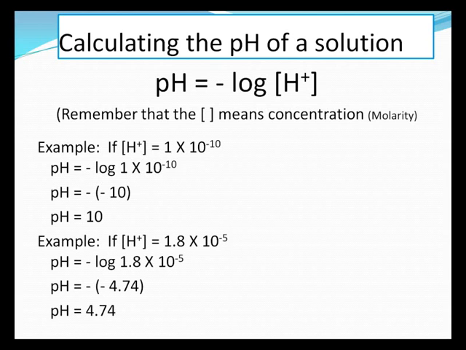A little more realistic example, if the H+ was 1.8 times 10 to the minus 5 molar, then the pH is the negative of the log of 1.8 times 10 to the minus 5. The log of 1.8 times 10 to the minus 5 is negative 4.74 times negative 1 equals 4.74. And here we're going to work through and show you how to do them on the calculator.